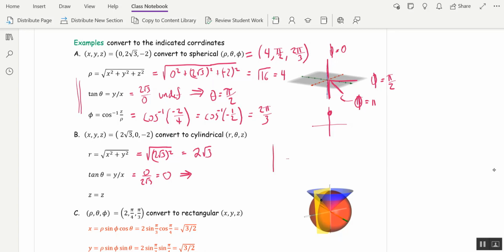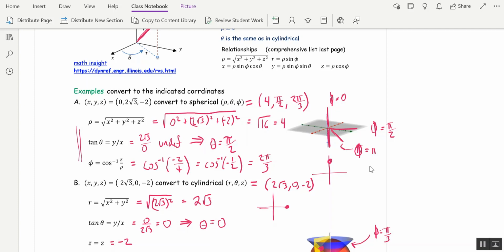So which is it? Go to the xy plane. X is positive, y is 0. So we want theta equals 0. And then z is z, which is negative 2. So our coordinates are 2 root 3, 0, negative 2.